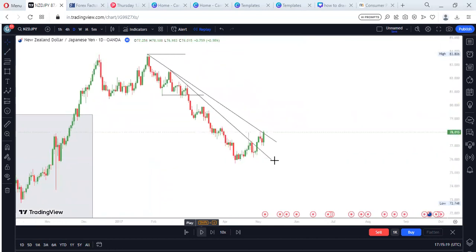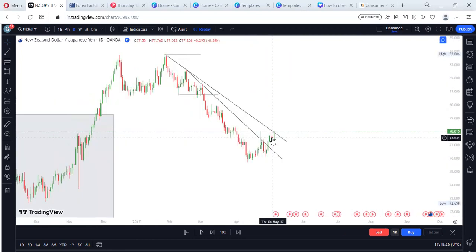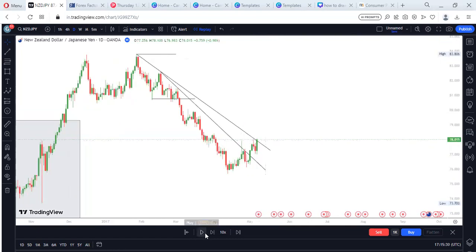Now price touched this and this, but still it's not giving me any clear direction yet. It's still an uptrend because this is a higher low, right? This is a higher low, and this is a higher low. This is the low. This is the low. This is a higher low. So it's still in an uptrend.